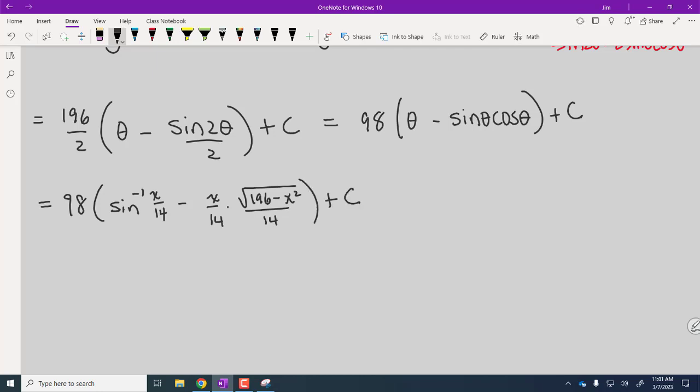Plus c. So that's our final answer. All we could do is combine those 14s there to make a 196 in that second denominator. Trig sub. Never short.